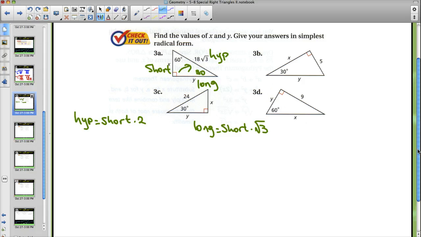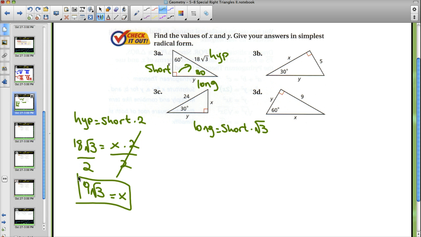Right, so hypotenuse is 18 radical 3, so I could replace that with a number. Short is x times 2. Divide both sides by 2, and I get the following. 2's cancel out. X is equal to, let's take a look at the whole numbers. 18 divided by 2 is 9, and we just bring down the radical 3. So x is equal to 9 radical 3. If x is equal to 9 radical 3, then long, which is y, is equal to 9 radical 3 times radical 3.